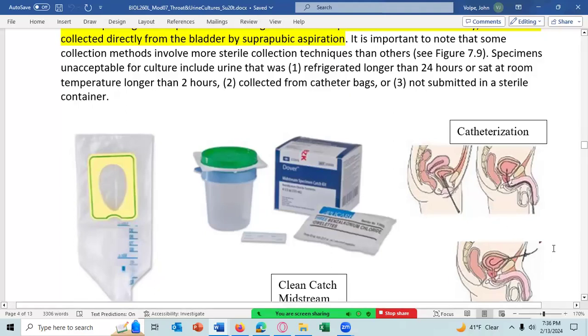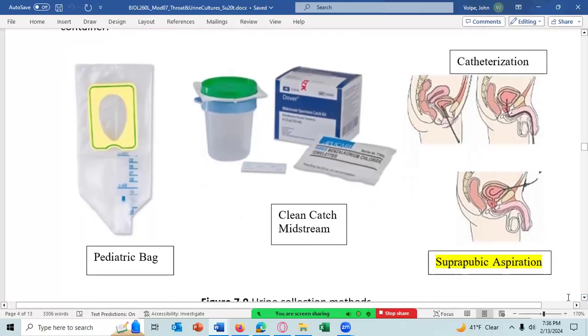You could directly sample the urine by a suprapubic aspiration, putting a needle through the abdominal wall into the bladder and directly sampling the urine. That will avoid any contamination from the urethra, but in females, we can get bacteria from the urine in the bladder. Okay, at least from females. We might from males, I just don't know. Anyways, these are the three ways to collect a urine sample.